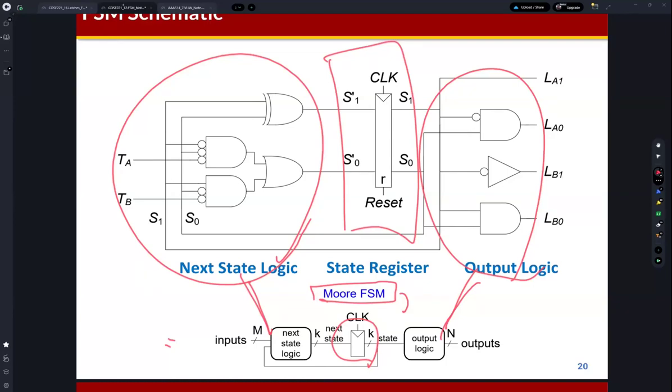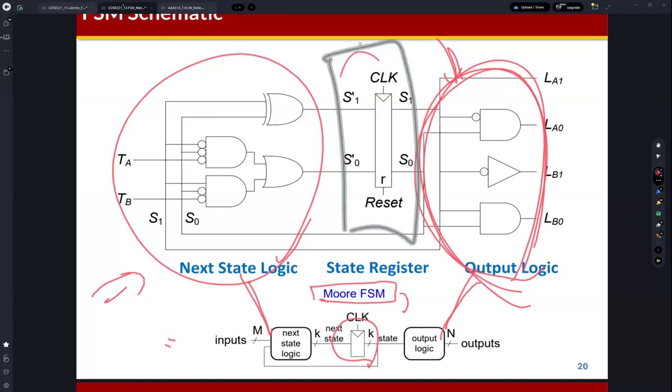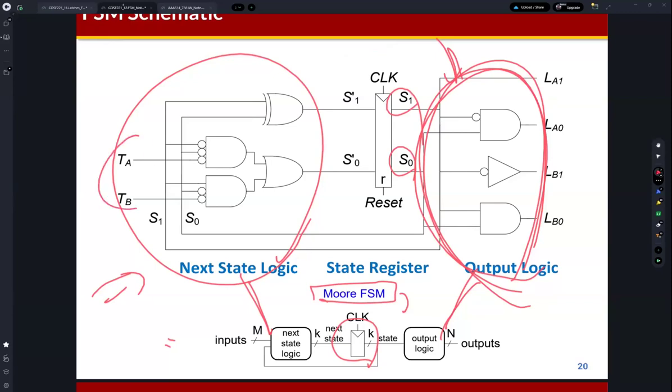Okay, so if you see this schematic, then we can figure out, oh, this is Moore FSM, right? How? You can just see the output logic. The output logic is just determined by what? Current states. So, the inputs are just connected to the next state logic. So this is Moore FSM.